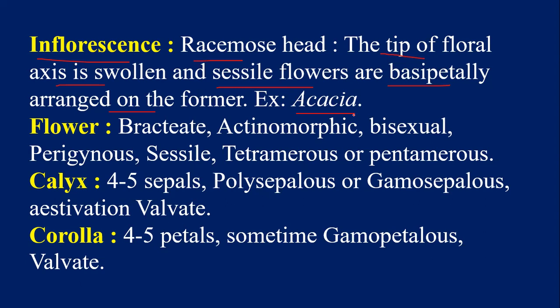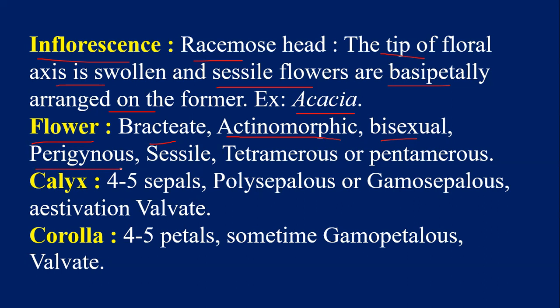In acacia, how are the flowers arranged? Basipetally. Basipetal means older flowers are seen at the tip, younger flowers at the bottom. Then flowers with a bract are called bracteate. The floral parts are arranged in a regular manner and can be cut into 2 equal halves at any vertical plane, so it is called actinomorphic. Flowers with both androecium and gynoecium are called bisexual.